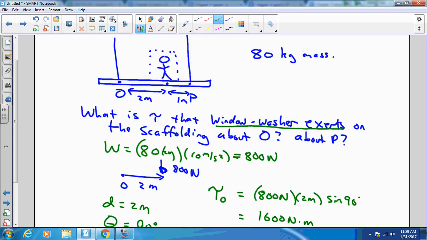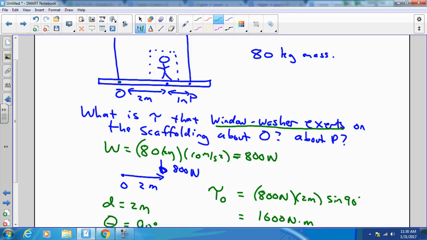Is that just a point at which the torque, what does that represent? The O right here? Yes, that represents the point of rotation that we're talking about.